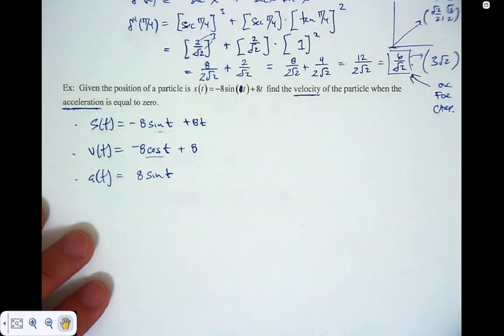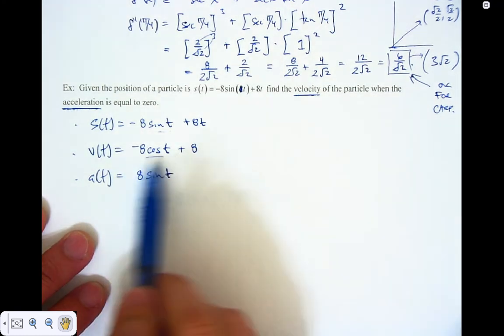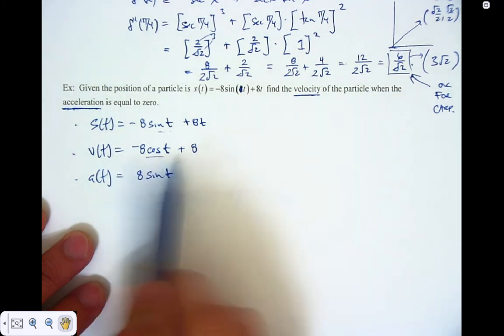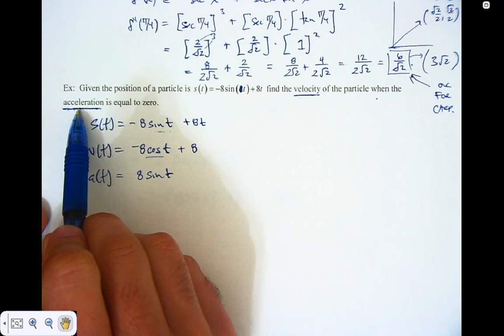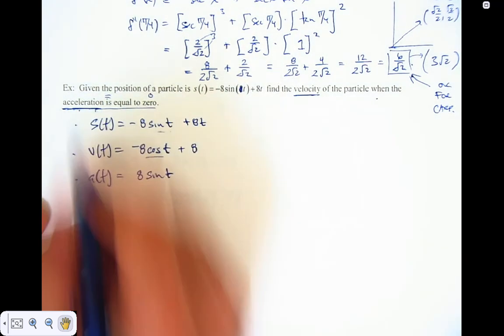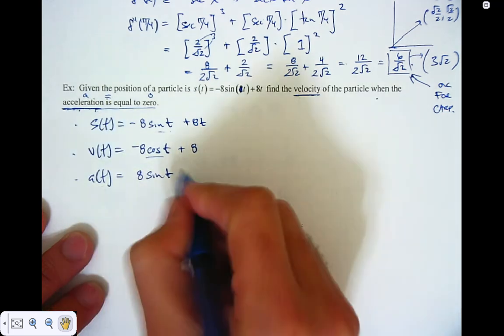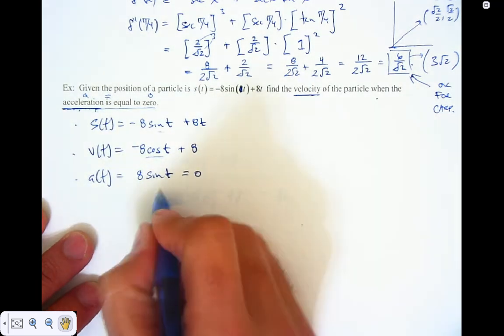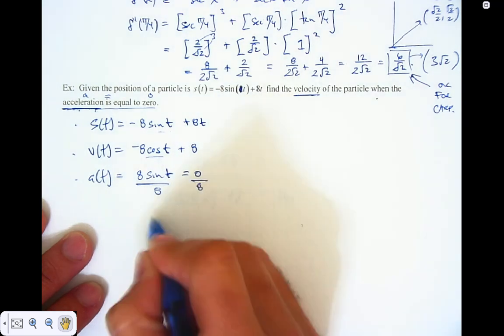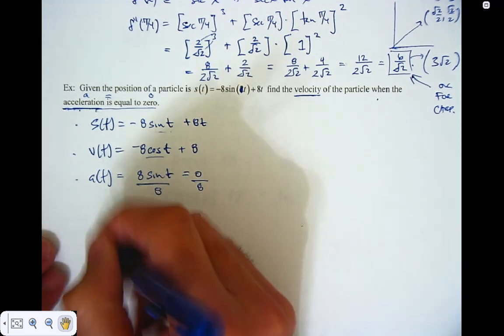Now all you have to do is go back and figure out what you're trying to find. Find the velocity. Okay, it's right there. But what in particular about it? When acceleration equals 0. So you need to find when a is 0. Here's your a function, set that equal to 0. If you divide both sides by 8, that will happen when sine of t is equal to 0. And then you have to know your unit circle.